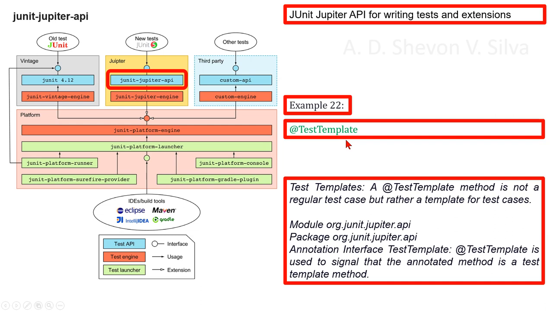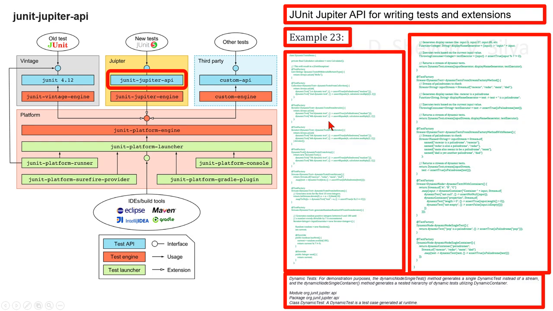Thus, it must be used in conjunction with a registered TestTemplateInvocationContextProvider extension. Each invocation of a test template method behaves like the execution of a regular test method, with full support for the same lifecycle callbacks and extensions. RepeatedTest and ParameterizedTest are built-in specializations of test templates. Now we are considering dynamic tests.